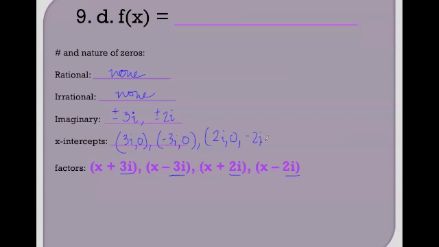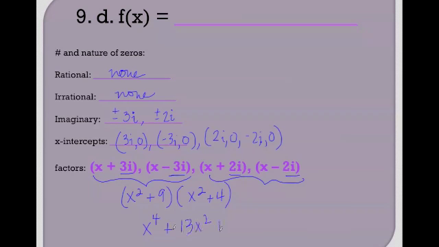Now probably the hardest part of this problem is doing the multiplication. So I know in factored form it equals all of this, and so when I'm going to multiply these first, that would give me x squared plus 9, and you can check me on that using your box method. And when I multiply these, it's x squared plus 4. Then I'm going to use FOIL, multiply those two, and I get x to the 4th plus 13x squared plus 36. So that is my polynomial.